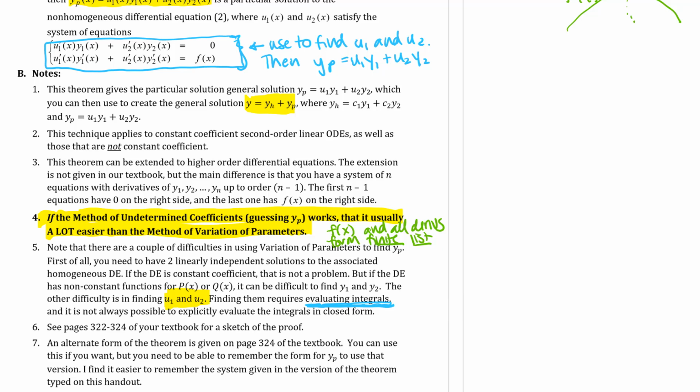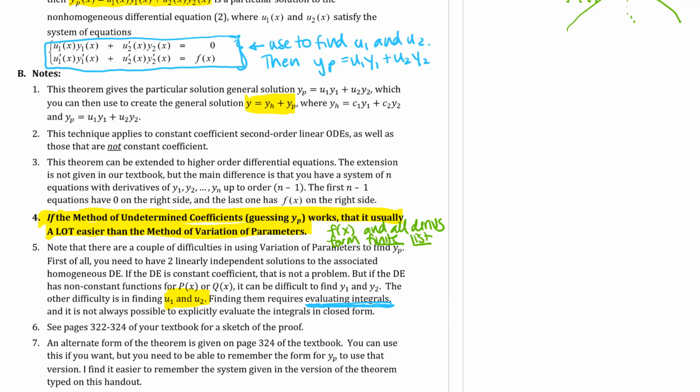There's a little sketch of the proof for this theorem in your textbook. It's fairly long and involved, but it kind of explains why this technique works. I don't think it's necessarily obvious from looking at the system of equations why this should work for giving you a YP solution. So it's kind of a long and involved proof, but there's a proof. That is kind of the point there.